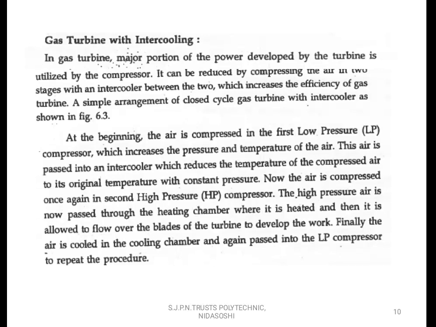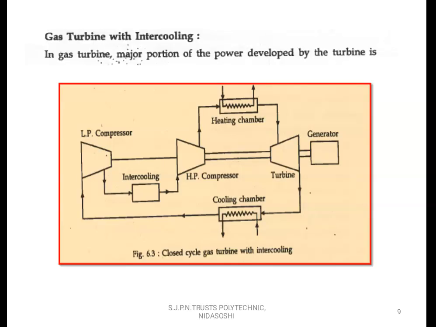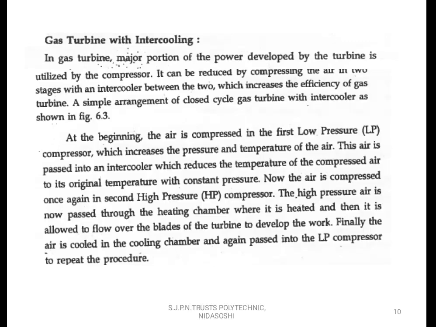You can see the intercooler. The air from the low pressure compressor, which has high pressure and temperature, then enters the intercooler, which reduces the temperature of the compressed air. So the function of the intercooler here is to reduce the temperature of the compressed air to its original temperature at constant pressure. Now the air is compressed once again in the high pressure compressor.